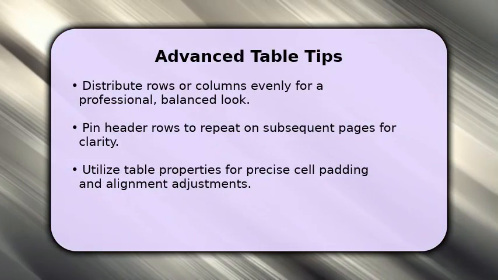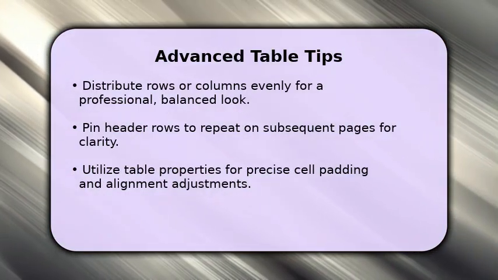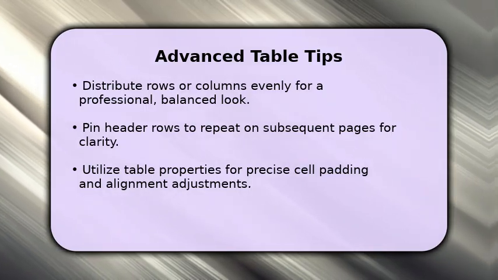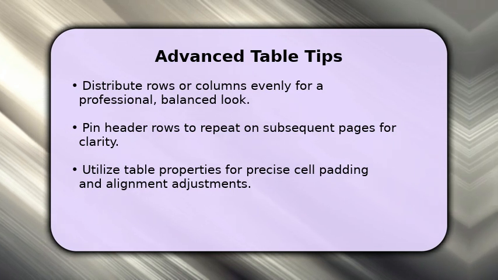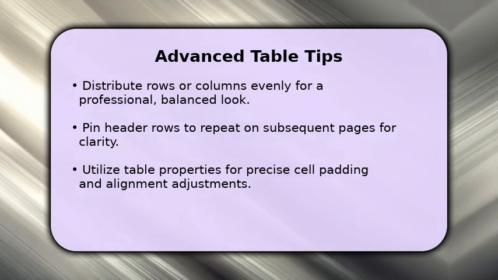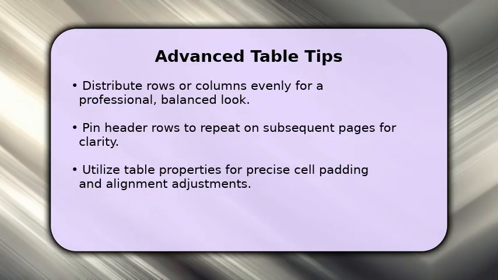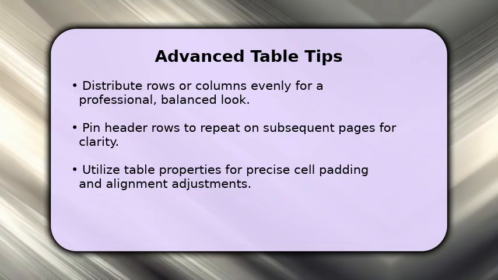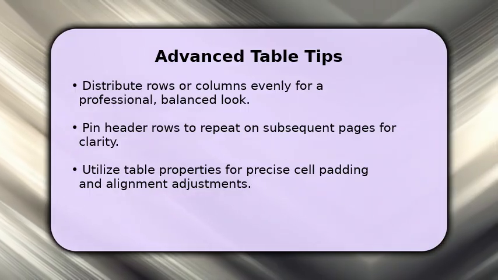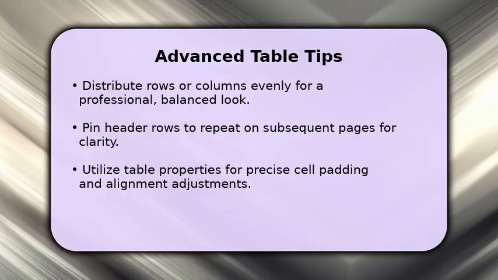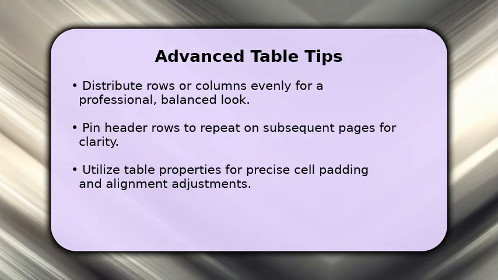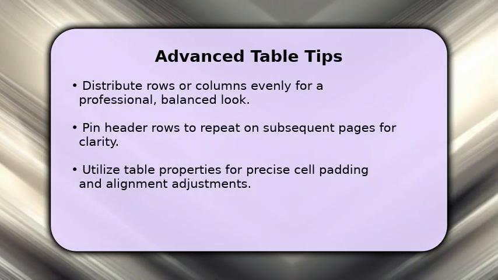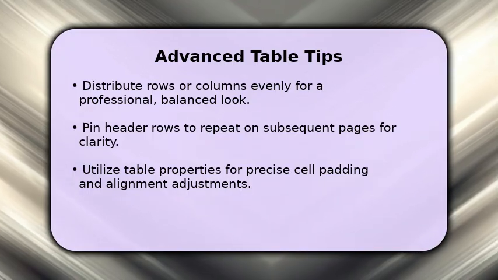For a more polished table, consider these advanced tips. You can distribute rows or columns evenly by selecting them, right-clicking and choosing Distribute Rows or Distribute Columns. This ensures a consistent layout. If your table spans multiple pages, pin your header row to repeat on each page for continuous context. Access Table Properties for fine-tuning cell padding and vertical alignment, giving you complete control over every detail of your table's presentation.